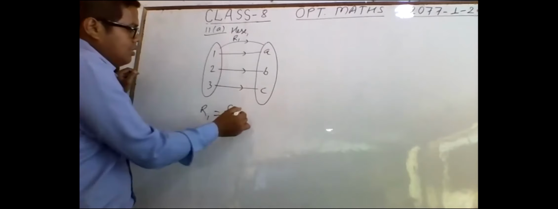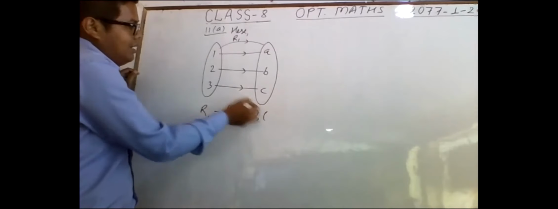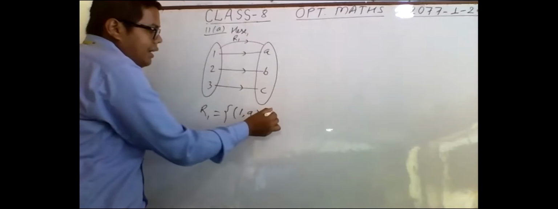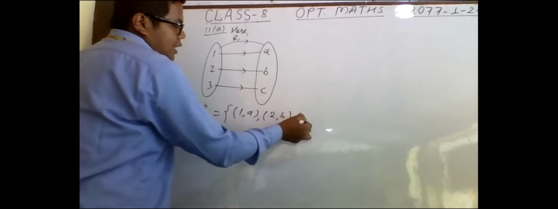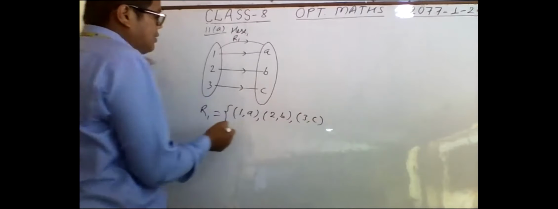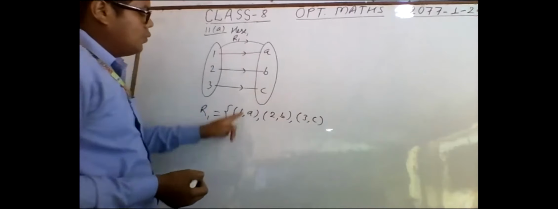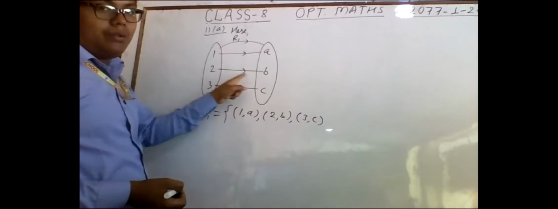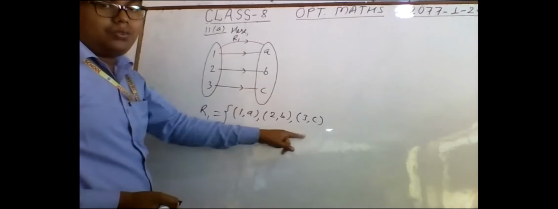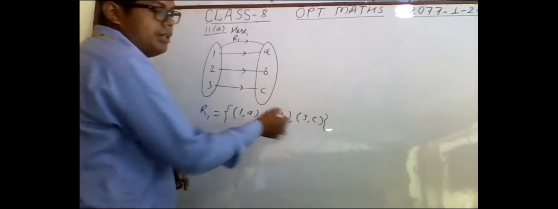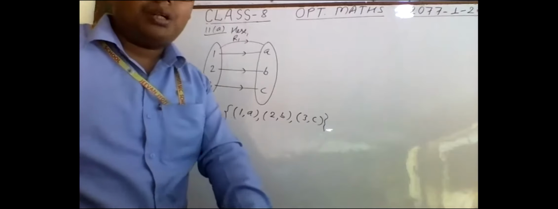Here is 1, so 1A we can write. 2B we can write. Similarly 3 is given, so 3C we can do. 1 is associated with A, so 1A. 2 is associated with B, this is 2B. 3 is associated with C, so this is 3C. And this is the set of ordered pairs. So in this way, we have to represent question number 11.